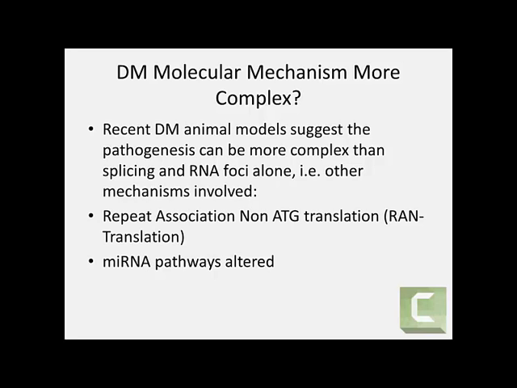RNA transcripts containing expanded CAG repeats can be translated in the absence of a starting ATG, and this non-canonical translation is called repeat associated non-ATG translation, or RAN translation. In DM1, RAN translation results in the accumulation of polyglutamine expansion proteins. RAN products appear to be toxic. RAN products were found in mouse and patient biopsies and not in controls, which may explain CNS problems in these patients and animal models. The other alternate mechanism is miRNA.